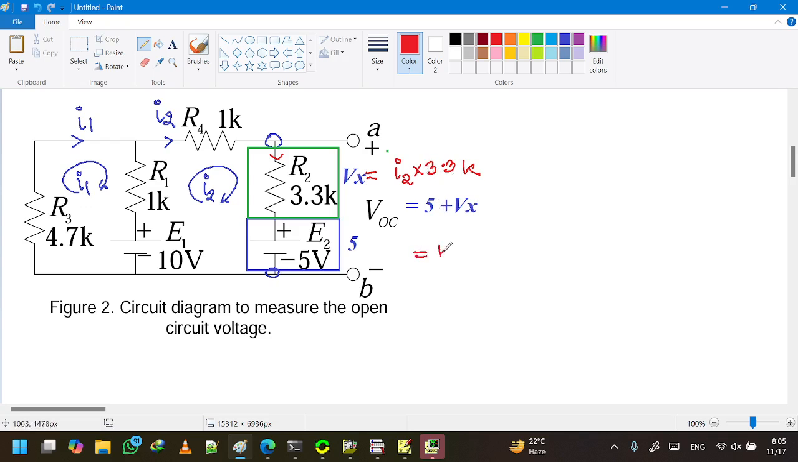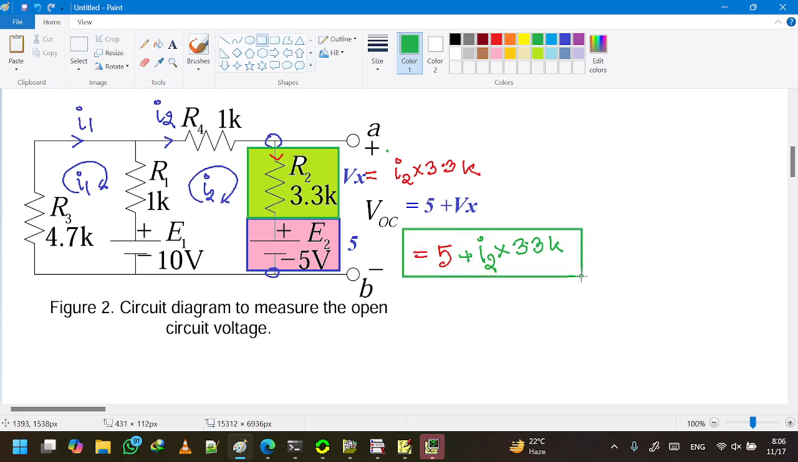So overall our VOC will be 5. This voltage source should be added, so this 5 volt will be added to this Vx. We write this Vx part as I2 multiplied by 3.3 kilo. Whatever the value of this term will give us the open circuit voltage, or Thevenin equivalent voltage. So let us calculate this.